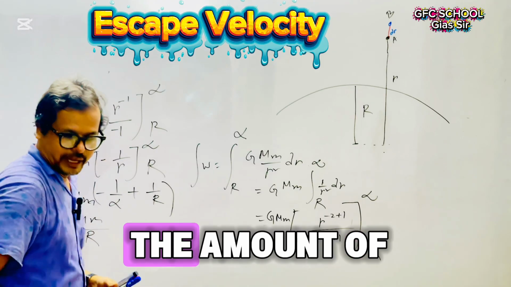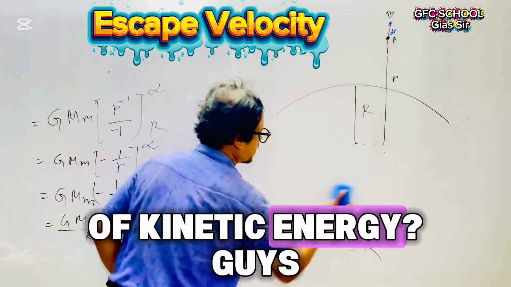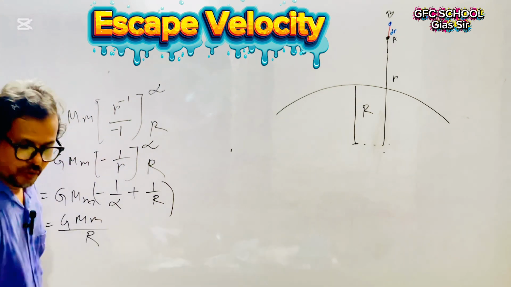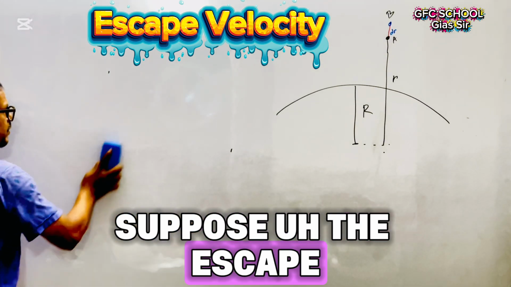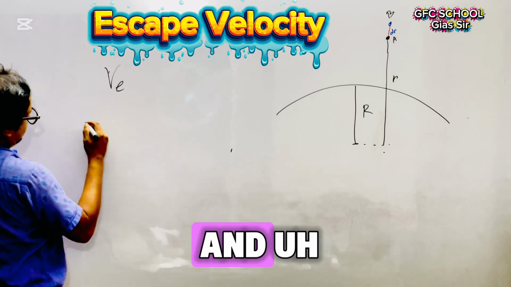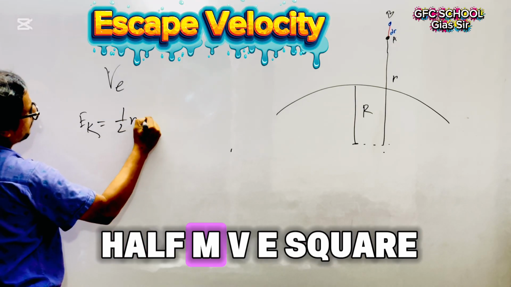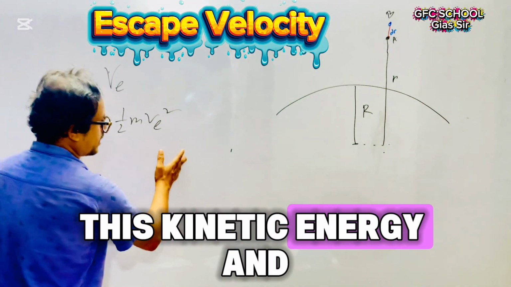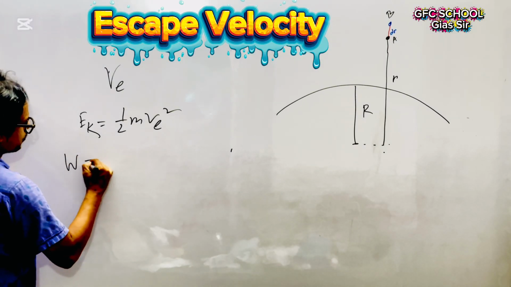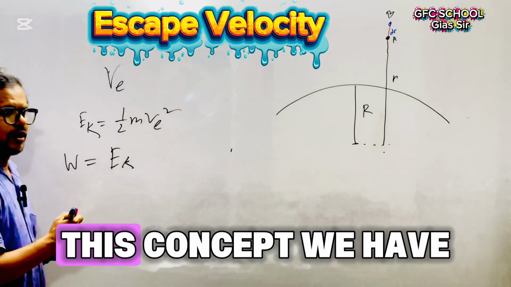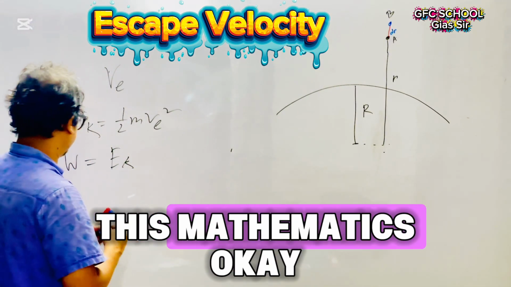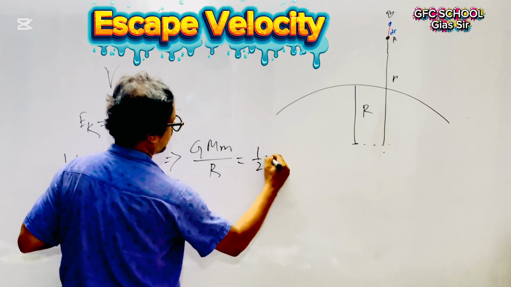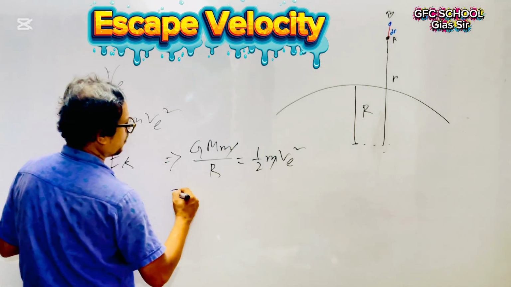So we have to know the equation of kinetic energy. What is the equation of kinetic energy? Guys, try to remember this figure. Suppose the escape velocity is VE, and kinetic energy equals half m VE squared, where small m is the mass of the projected object. Here this kinetic energy and that work done are equal. W equals kinetic energy. This concept we have to remember, otherwise we can't do this mathematics. So W, we got GMm upon R, equal to half m VE squared. The m cancels. We have to find out VE.